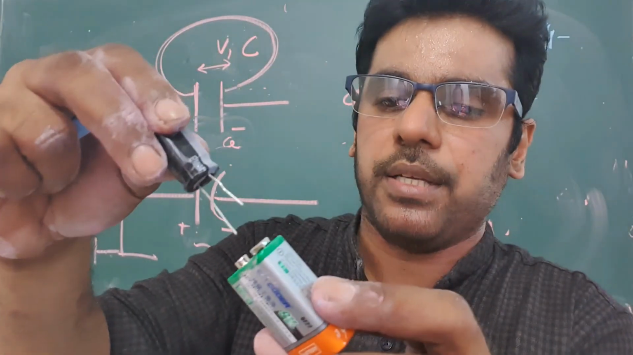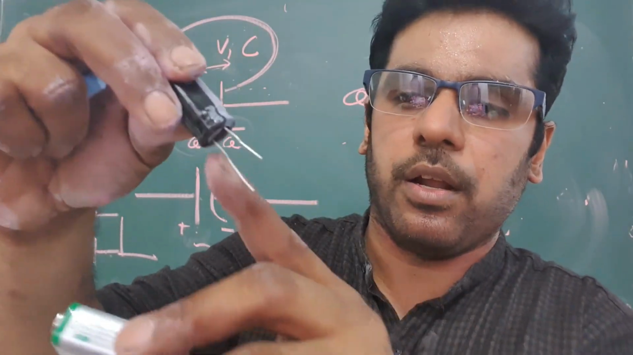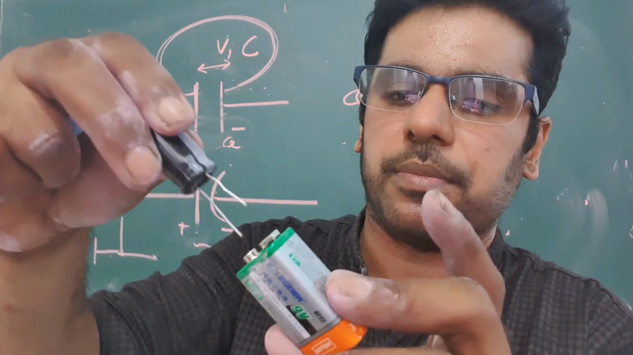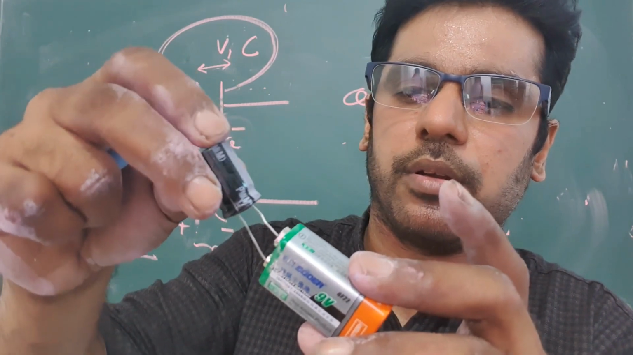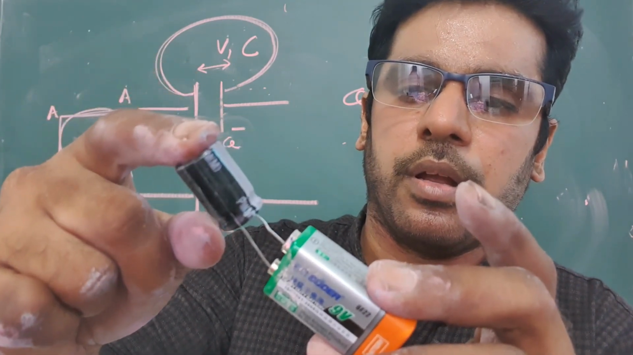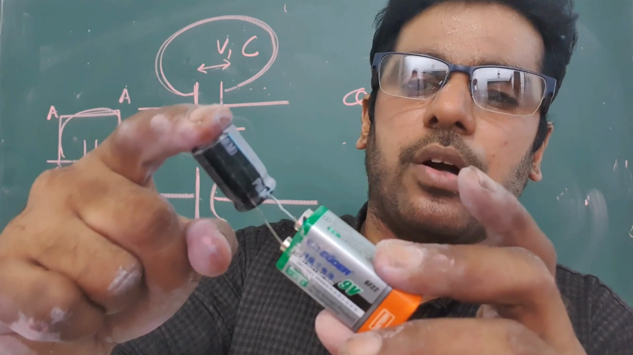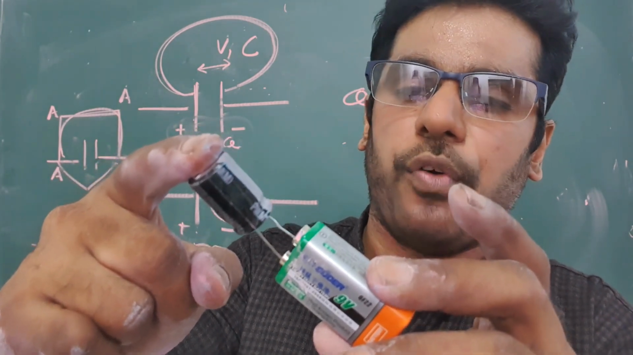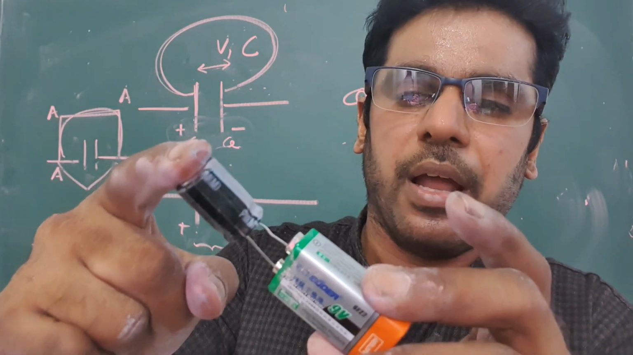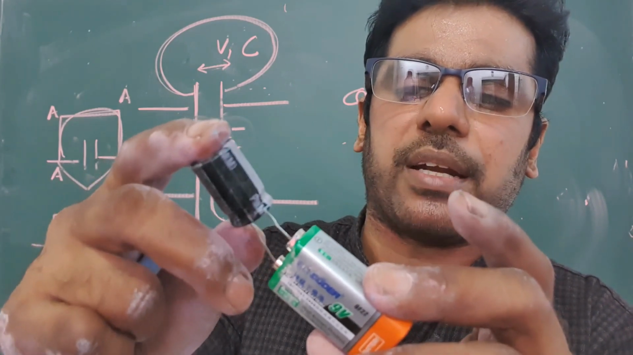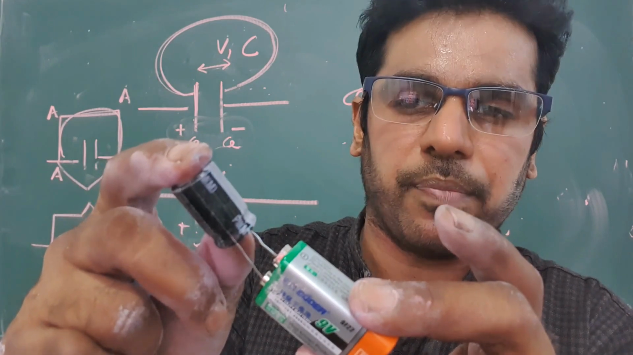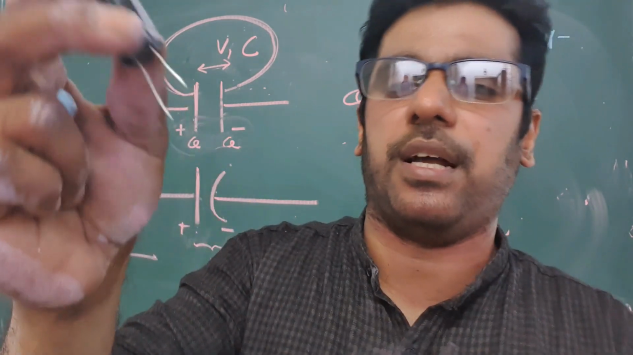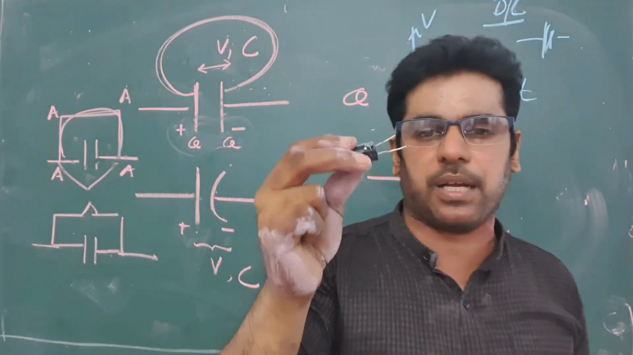Now I connect plus to plus, the longer part with the plus, the shorter part with the minus. Now it undergoes the charging, just like when you charge your phone. I have connected plus to plus and minus to minus. It undergoes the charging. Now it has charged. This is the charging method of a battery.